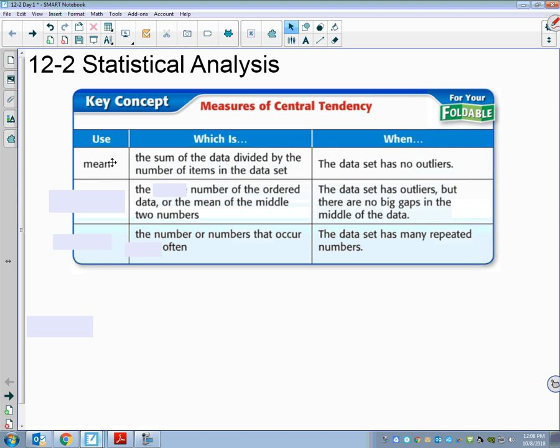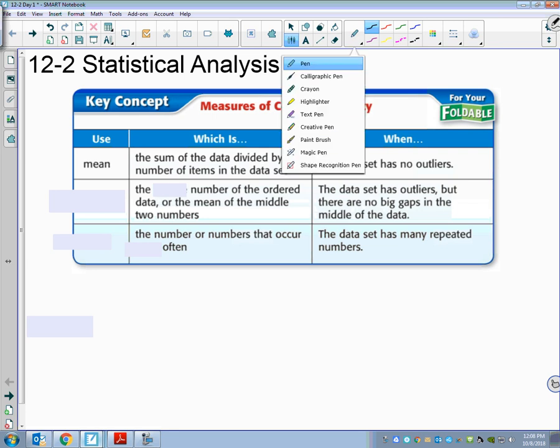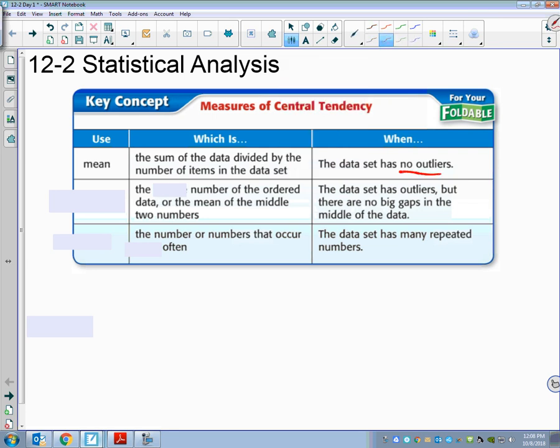That's the one I use the most. I like to look at the average score on a test, okay? But it says you should only use this if the data has no outliers. No outliers means no numbers way outside the set, which means a lot of times in a test, there are outliers, and so the mean isn't the best way to measure that data.